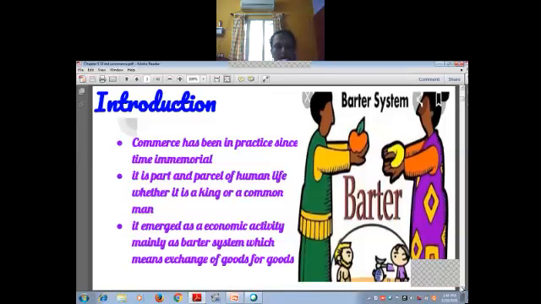So normally, human life needs food, cloth and shelter. Isn't it? If it is a common man or a king, whoever it may be, they need these. Okay. So commerce is a vital part in our daily life.